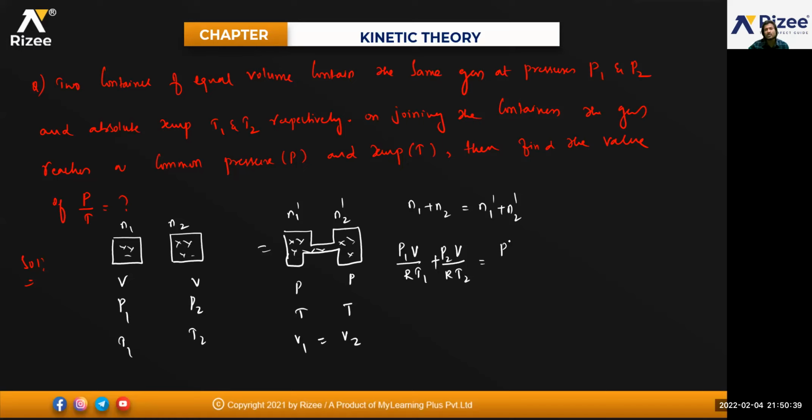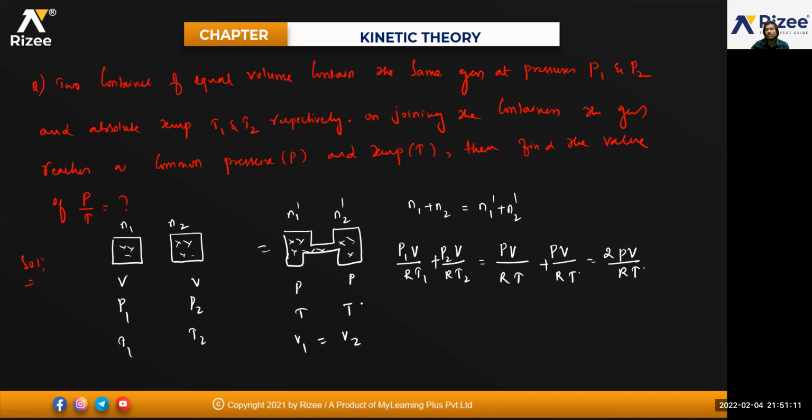the final: pressure P into the volume. Can anyone tell me how much the volume will become? The volume will be equal to V, divided by R into the temperature T, so it is P into V divided by R into T. Okay, so this will be equal to how much, beta? Two times I can write. So it is 2PV divided by R into T.